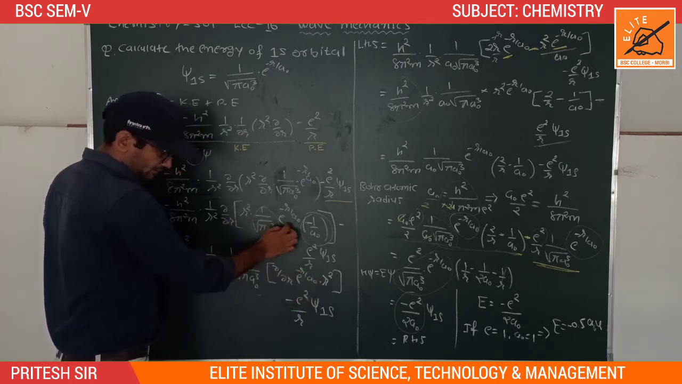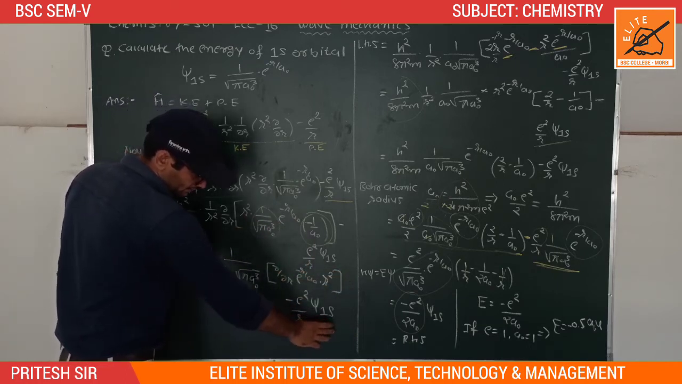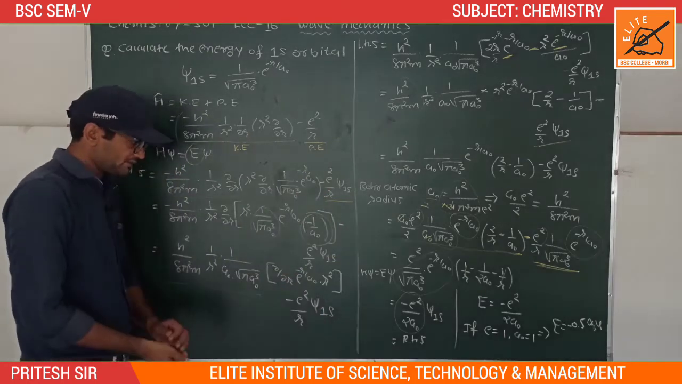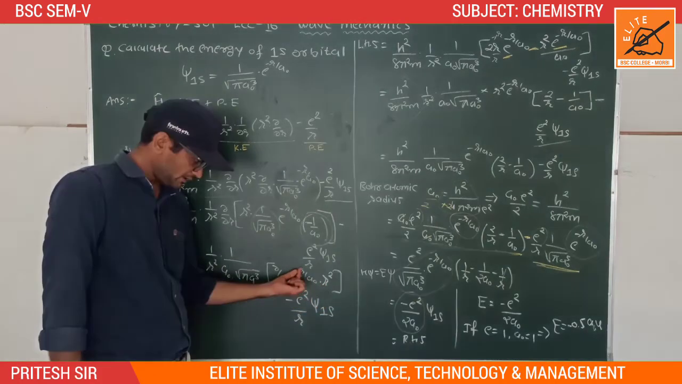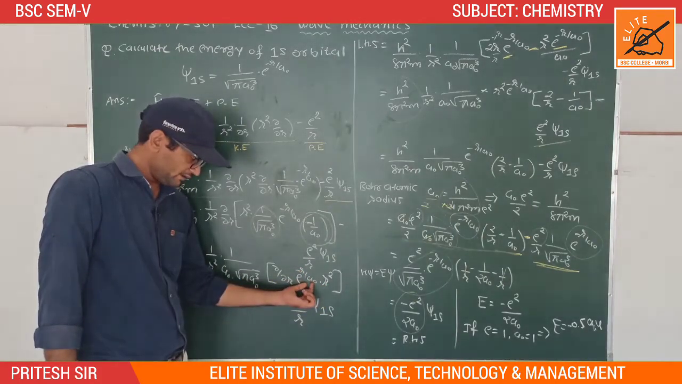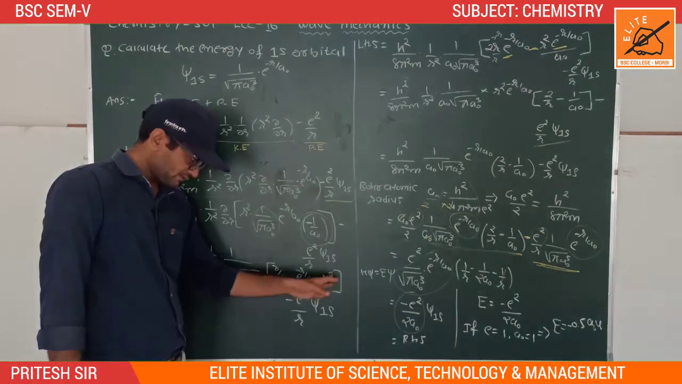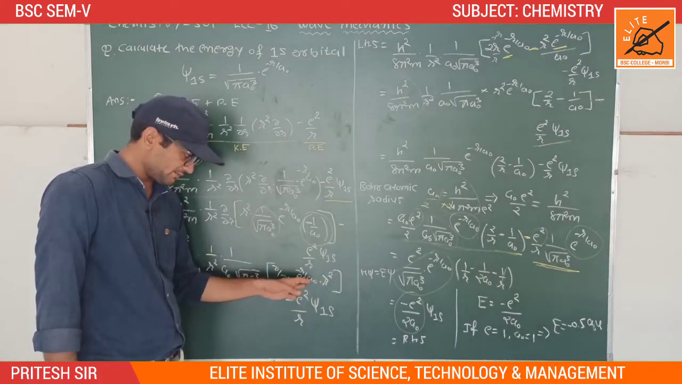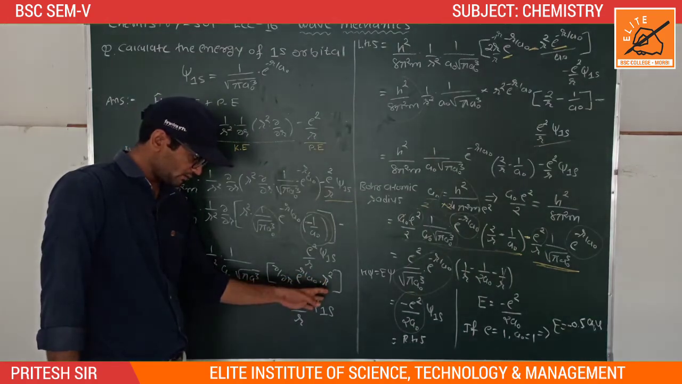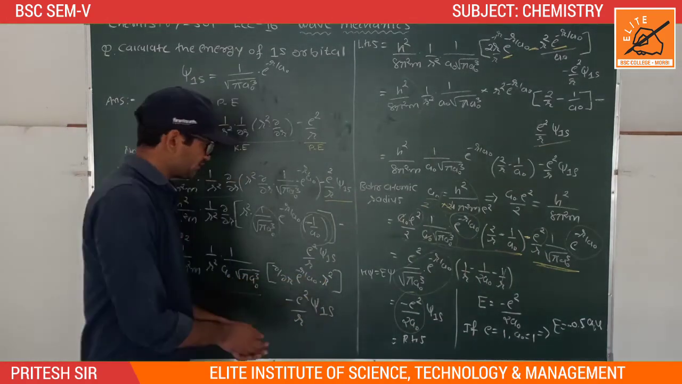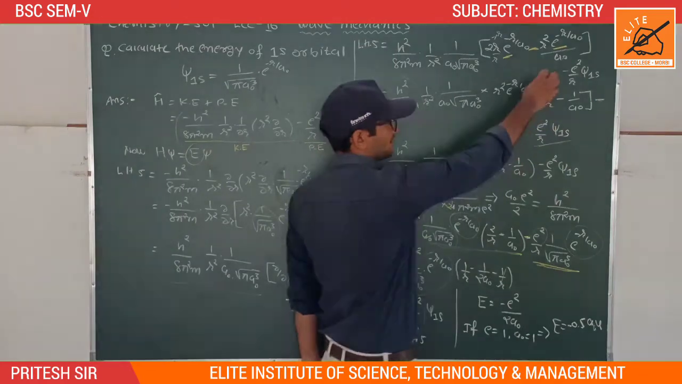Into r e to the power minus r upon a0 into r square, minus, here this is the potential energy term. So differentiation of these two functions: first one, e to the power minus r upon a0 remains as it is, and differentiation of r square is 2r, plus r square remains as it is, differentiation of this function, it means e to the power minus r upon a0 into minus 1 upon a0. Here this minus 1 upon a0 is multiplied with the plus sign and it becomes a minus sign.